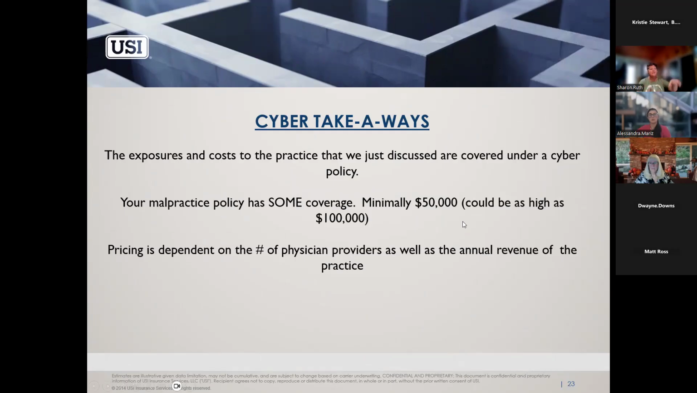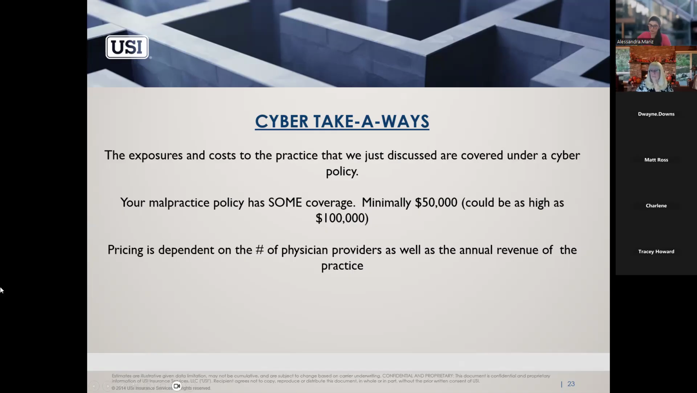Oh, the last is a takeaway. You get 50,000 minimally of cyber insurance from your malpractice carrier. It's bare bones, not a lot, but it's something. You can always look at cyber insurance as a standalone policy to help better protect you for all of these other items that are going to impact the practice if there is a breach.